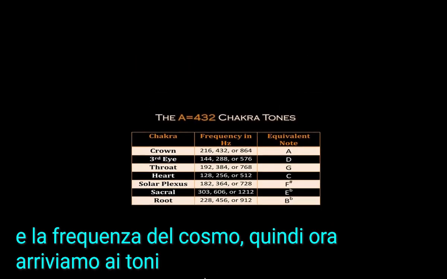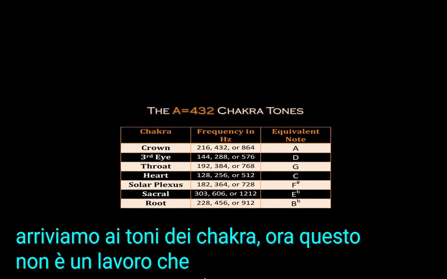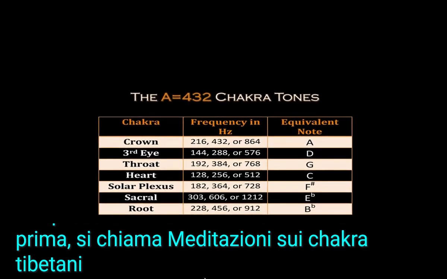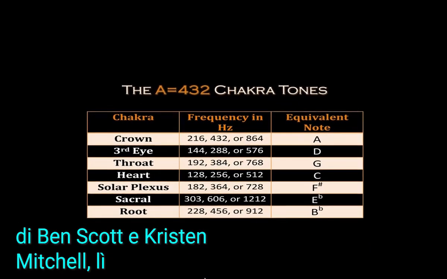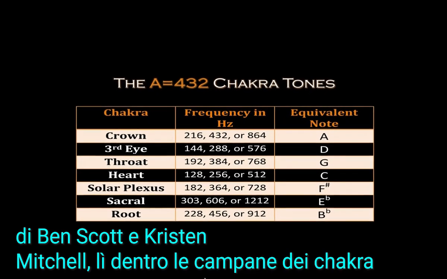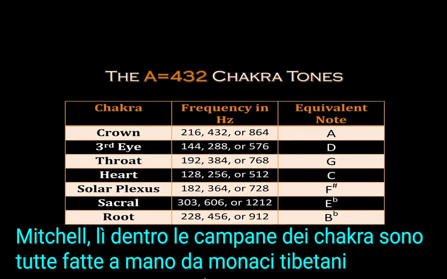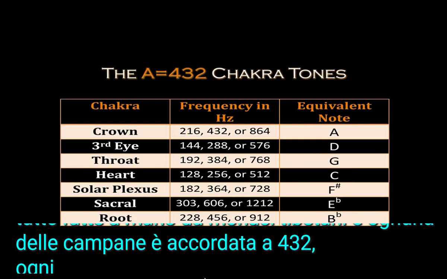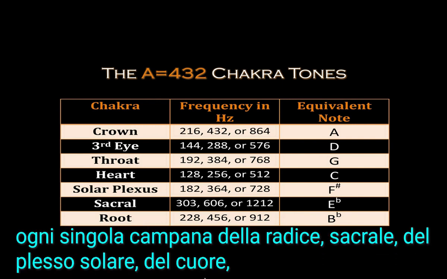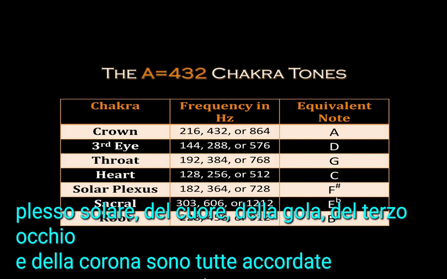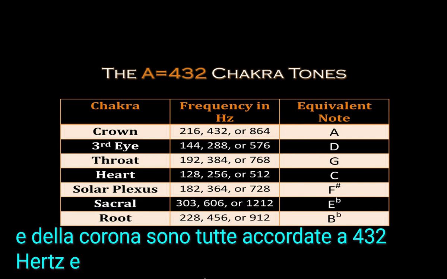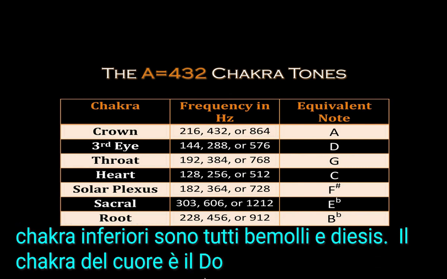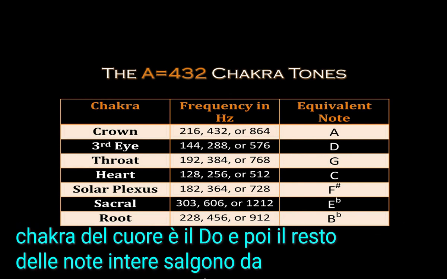So now we come to the chakra tones. Now this isn't work that I've done. I've actually pulled this off of a CD I showed you earlier. It's called Tibetan Chakra Meditations by Ben Scott and Krista Mitchell. In there, the chakra bowls are all handmade by Tibetan monks, and every single one of the bowls is tuned to 432. Every single one of the root, sacral, solar plexus, heart, throat, third eye, and crown, those are all tuned to 432 hertz. And notice that the lower chakras are all flats and sharps. The heart chakra is the C, and then the rest of the whole notes go up from there.